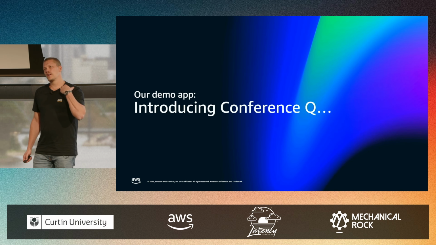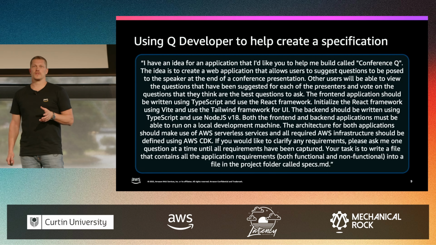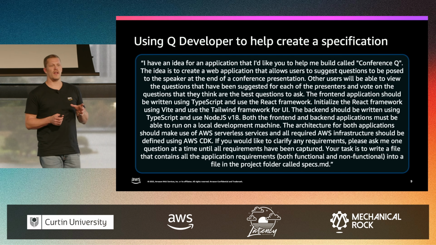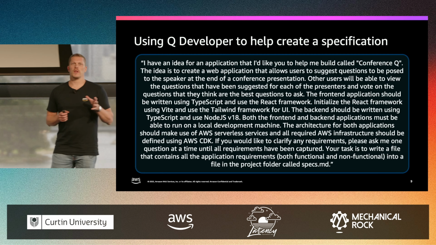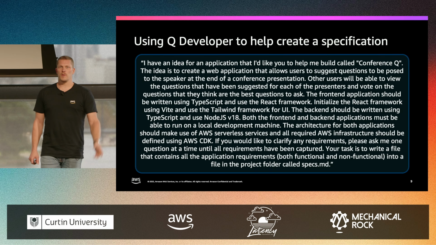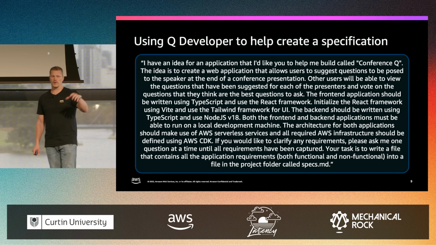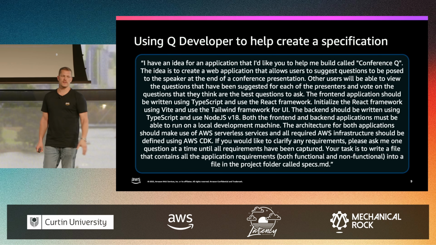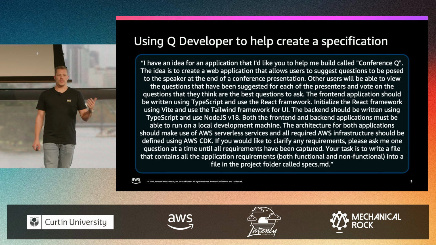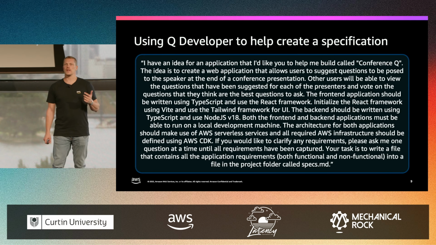And so what I wanted to do was actually start with a prompt. And so this is the prompt that I've started with. So basically I'm outlining that I wanted to build this application that allows people to suggest questions, and then I'm providing some parameters there. I'm indicating that I want there to be a front end that's React, it's using Tailwind and a few other bits and pieces, and then also a back end that's there to support that. And I want it to use AWS serverless services, and then define that using CDK.